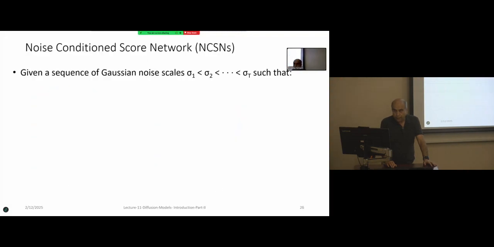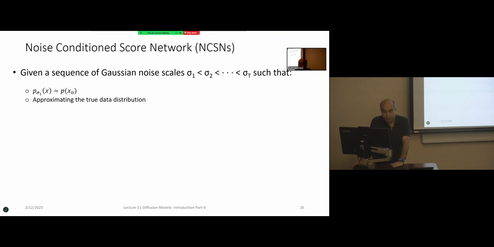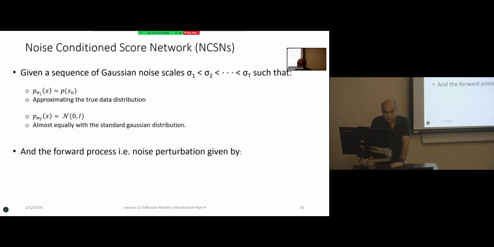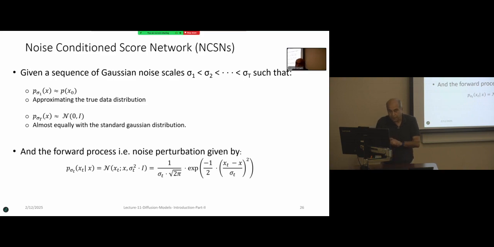Now if you look at this, we have a sequence of Gaussian noises, and we start with the first sample from our data distribution, and then we get the sample of this p sigma_T, where again the noise will be Gaussian, zero mean, identity matrix covariance, and then we are going to have this forward process, and this will be a Gaussian.